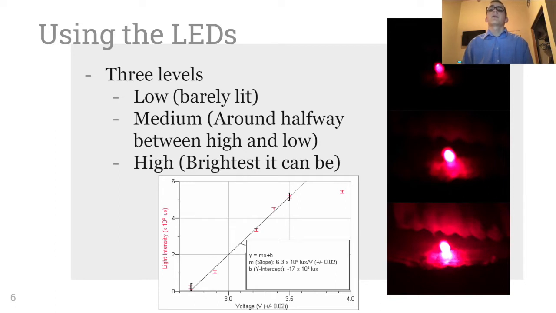Medium, it's about halfway between a high and a low. Again, that is the second photo. And a high, so that's one of the brightest levels that the LED can be. And you can see this graph at the bottom, which shows a linear relationship between these voltages, so that I can say that the medium is about halfway between low and high.